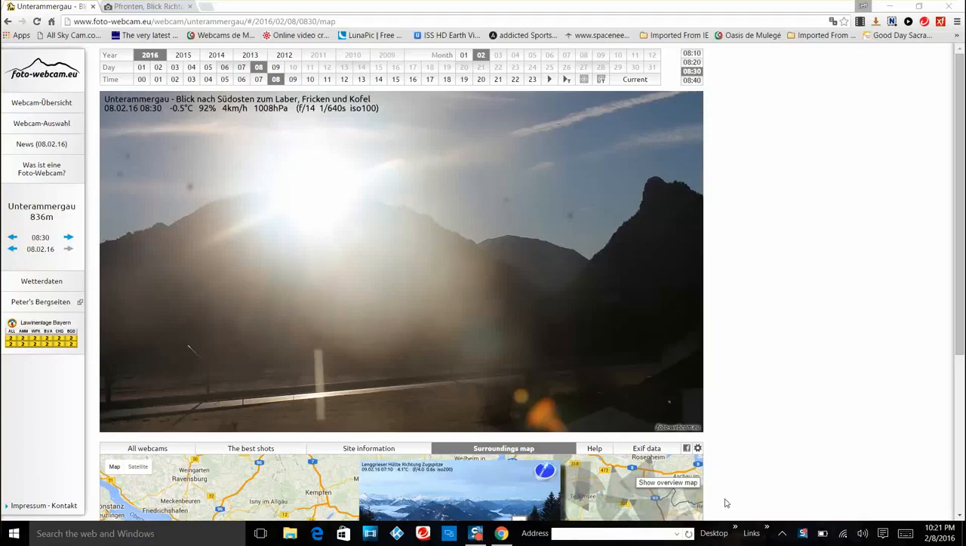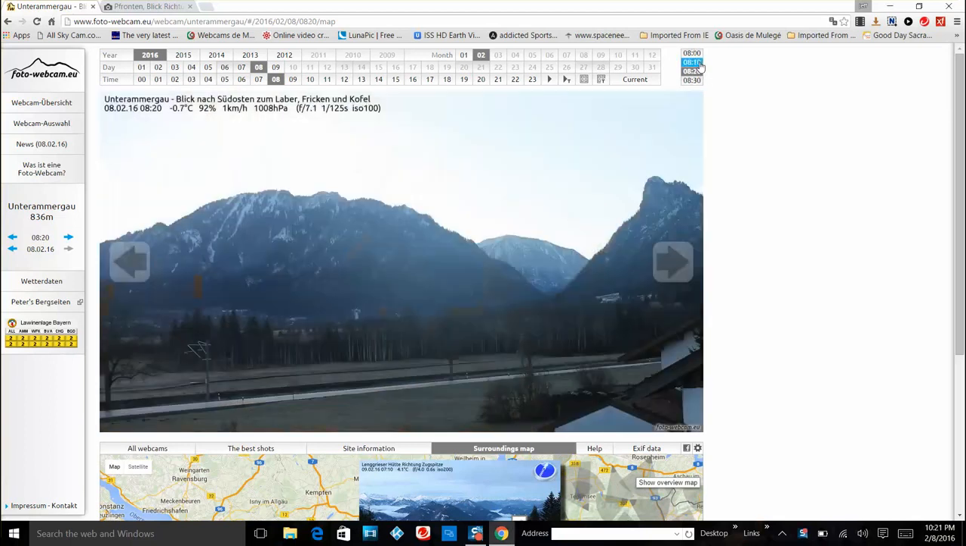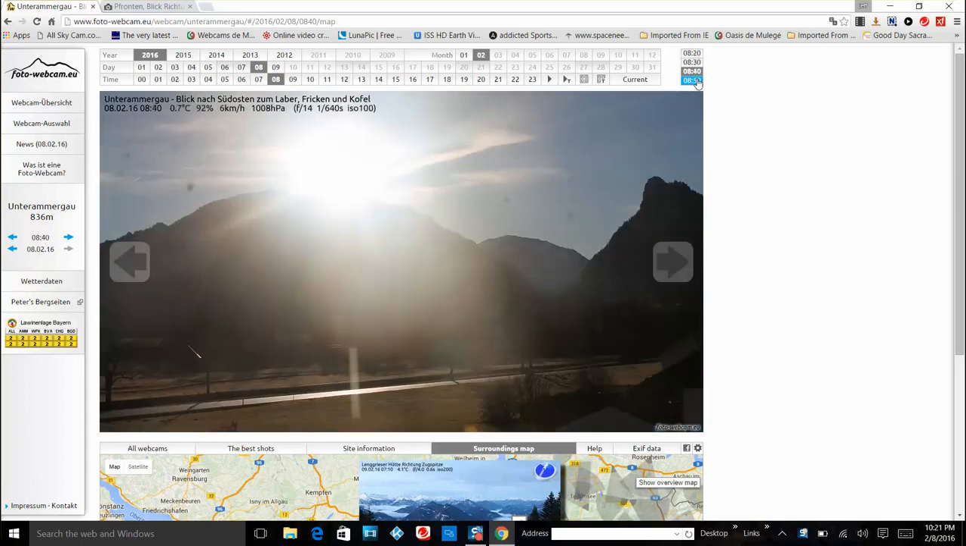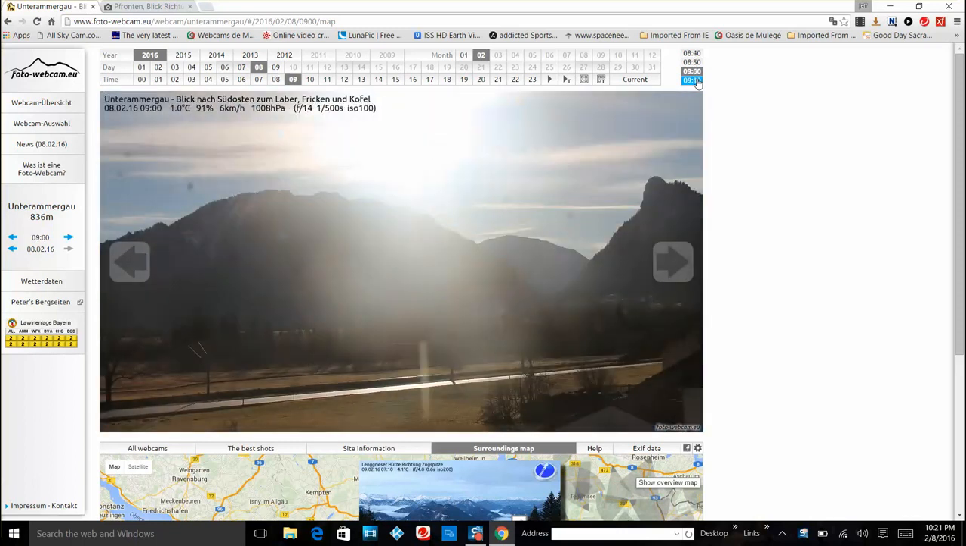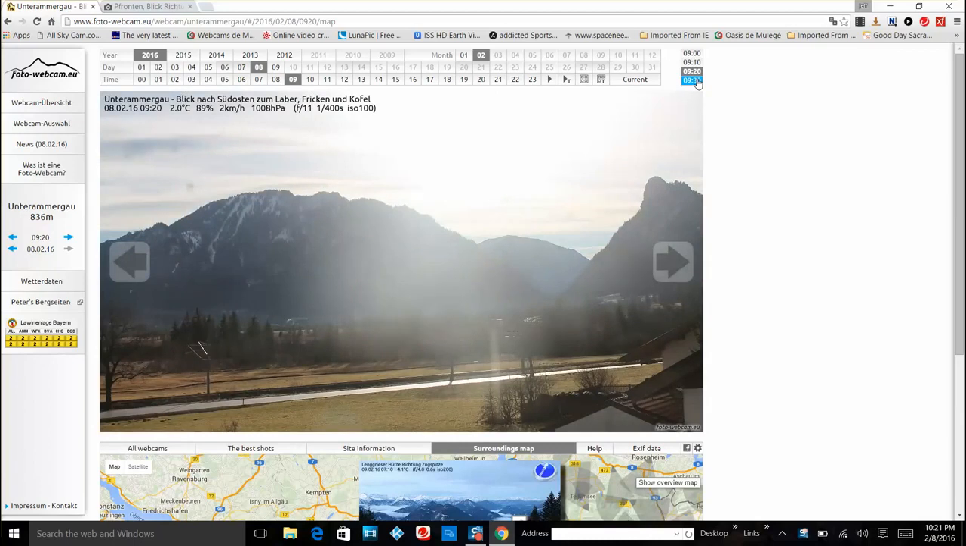It is February 8th, 2016, and we're on the, I'm not even trying to pronounce this, camera. But before you dismiss these dots as dust on the lens, let's just watch them appear and disappear right before your eyes. And look at the chemtrailing.